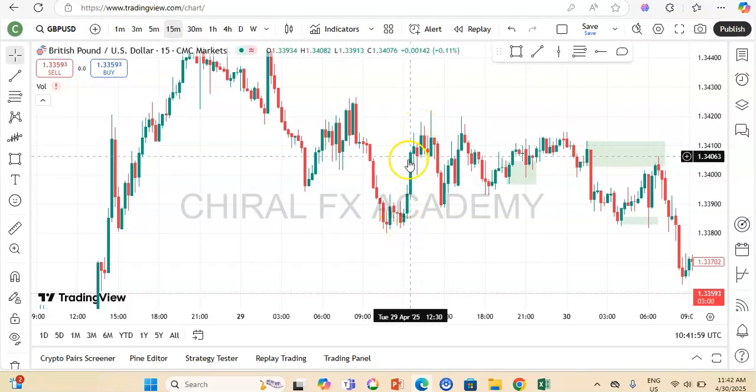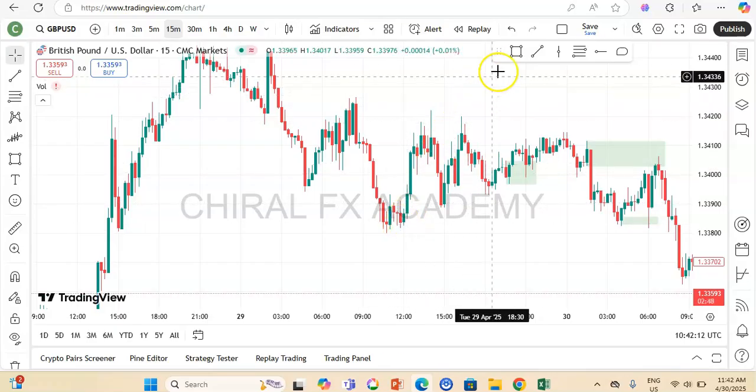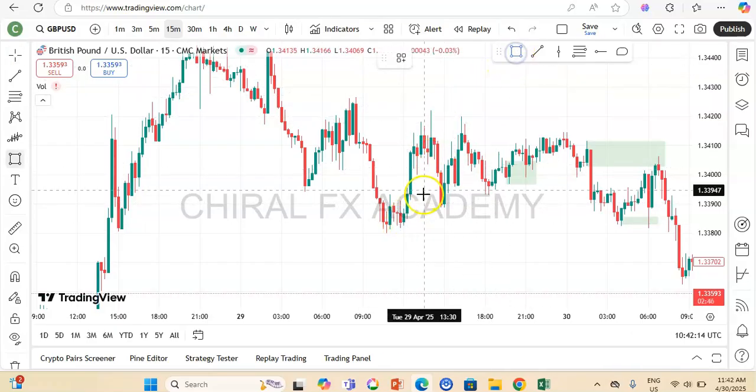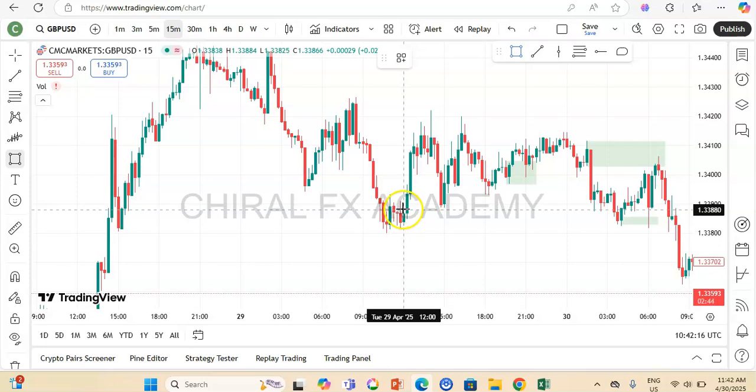Now, I said that inside of this last leg, you are looking for two things: either a fair value gap, an order block, or a breaker block, a mitigation block. So you can see here now the market used all of them. Sometimes you see all of them. I can see it. Can you see this? What is this?